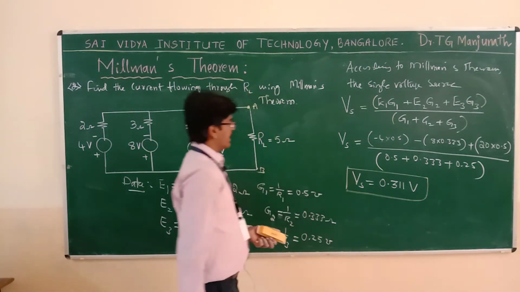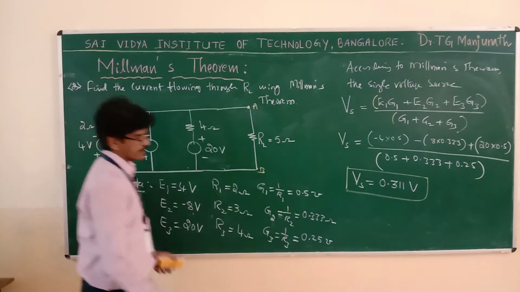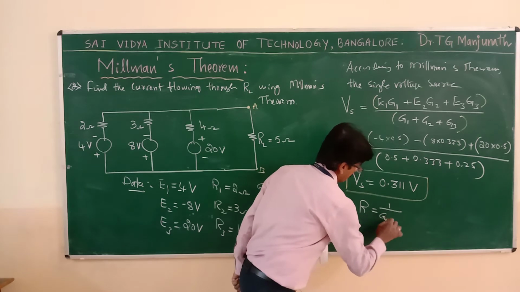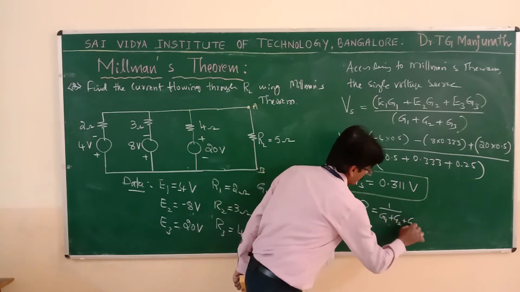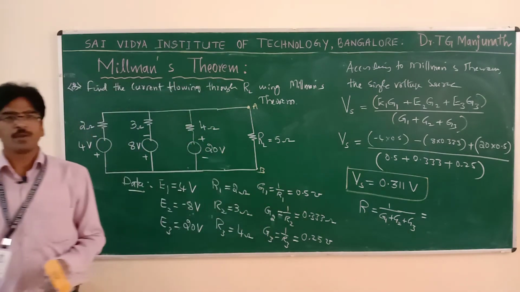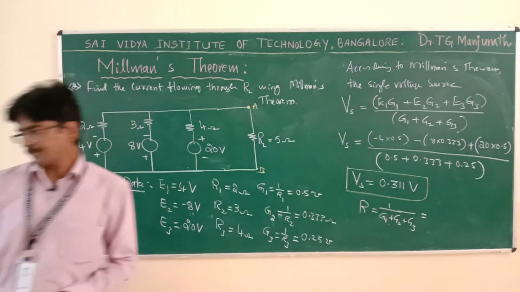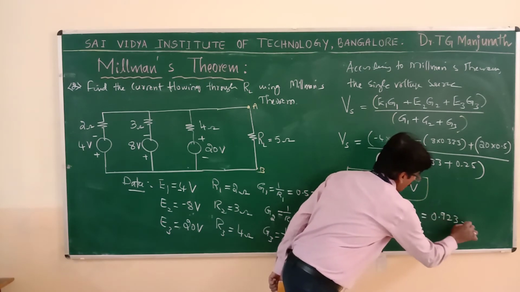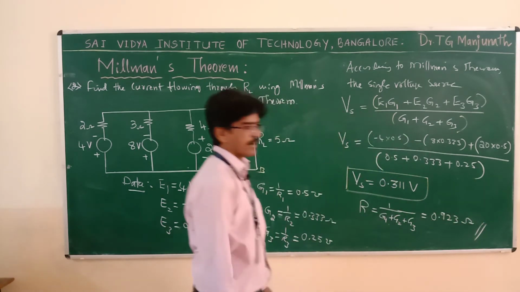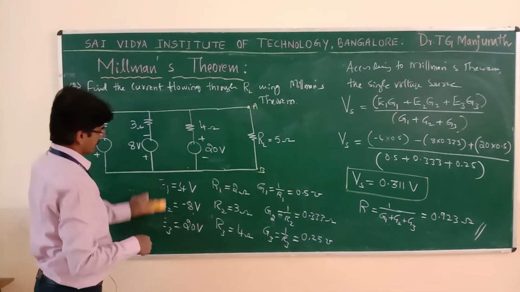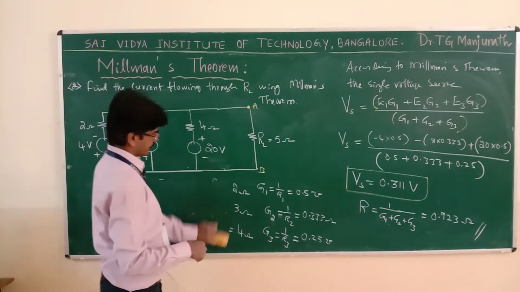Next, what should I find? I should find the value of resistance. What is the value of resistance? 1 divided by G1 plus G2 plus G3. You know G1, G2, G3. Substitute and find the value of R now. The answer is 0.923 ohms. This is the value of R. That means you have converted these three voltage sources into a single voltage source.